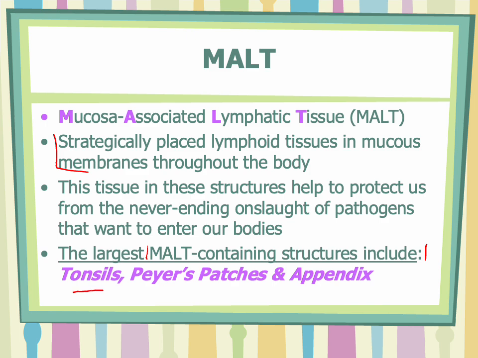Tonsils, they are located in our pharynx, mainly the oropharynx and nasopharynx. Think about the palatine tonsils, lingual tonsils, and adenoid tonsils. We also have the Peyer's patches in the ileum, and then the appendix. There's no known function for the appendix, but MALT is located there also in case it encounters any invader.